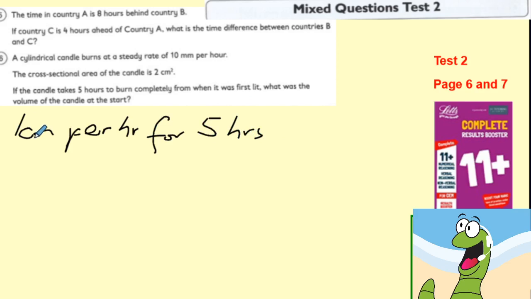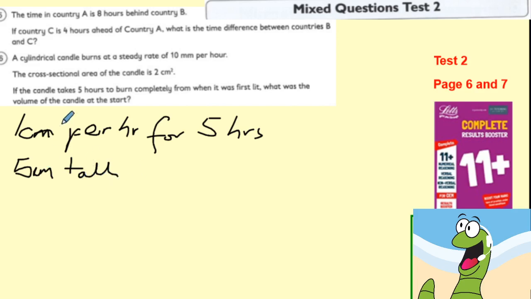So 1 centimeter per hour for 5 hours. All right. So that means, because 10 millimeters is 1 centimeter per hour, for 5 hours, and it's 2 centimeters squared, the candle was 5 centimeters tall at the start. 5 centimeters tall at the start.